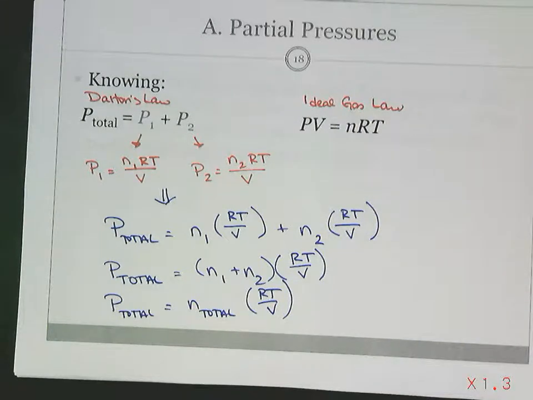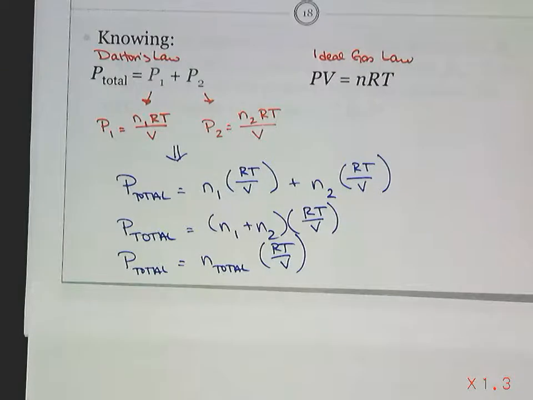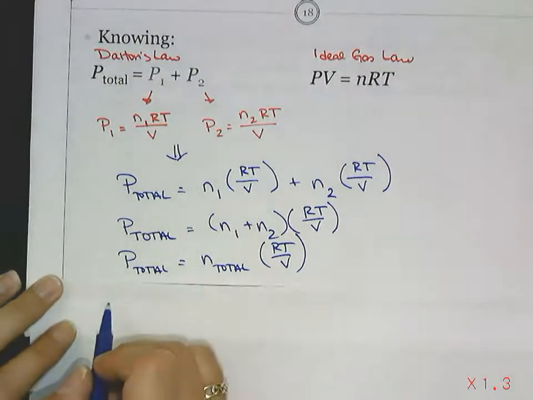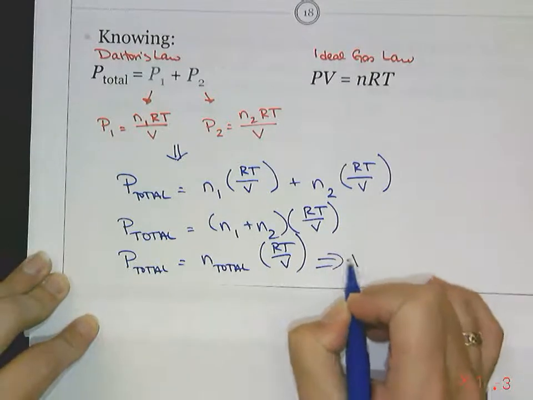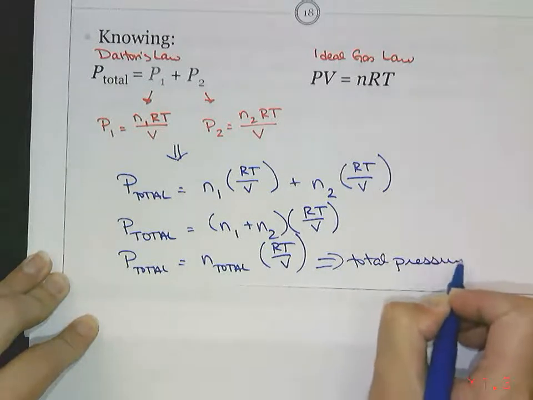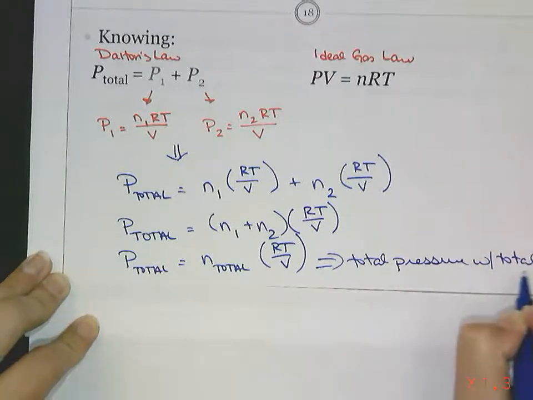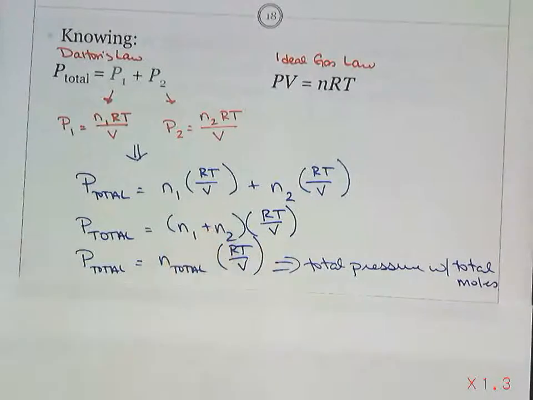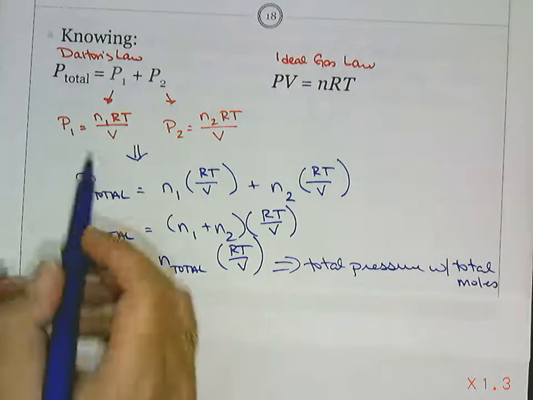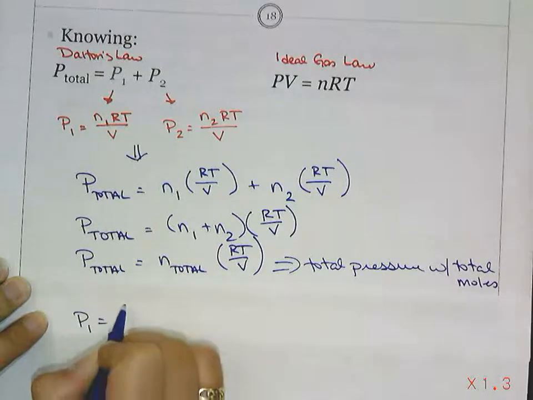All right, since that wasn't super impressive, let's do another algebraic rearrangement, and maybe you'll be more impressed this time. Seems unlikely. Okay, so this gives us, all right, so that's total pressure with total moles, which is great. But it's actually more interesting to figure out how many moles are contributing just to the pressure of 1 and how many moles are contributing just to the pressure of number 2. So going back to this up here, this P1 equals N1 RT over V.